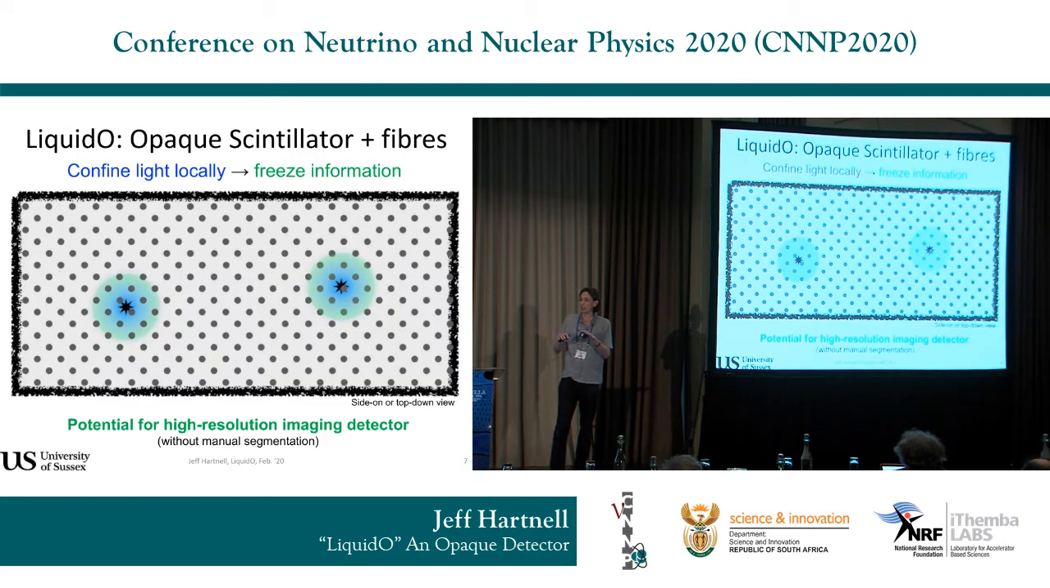This is another illustration, this time looking end-on, so each one of these dots is the end of a fiber, and so you can consider two energy depositions. The light bounces around near where it's produced, and then those fibers are the ones that collect the light. And so what this technique does is it gives you the potential for high-resolution imaging, and it gives you that without the need to manually segment.